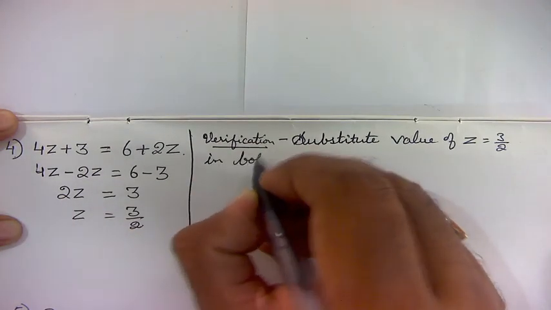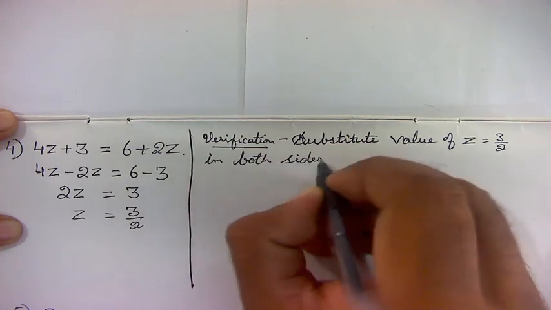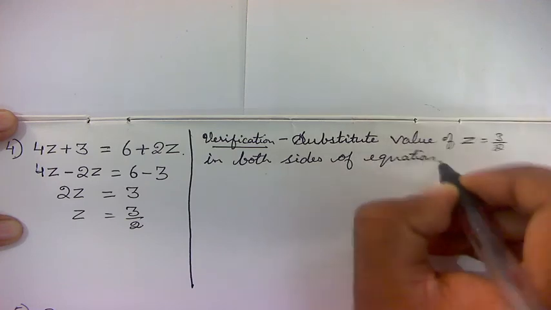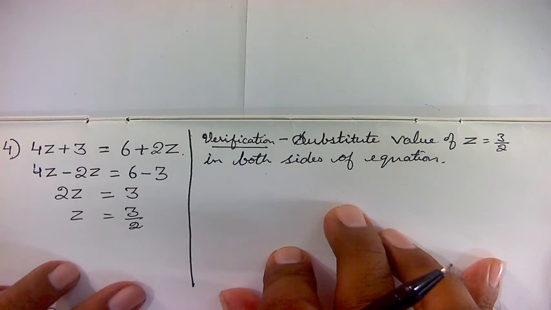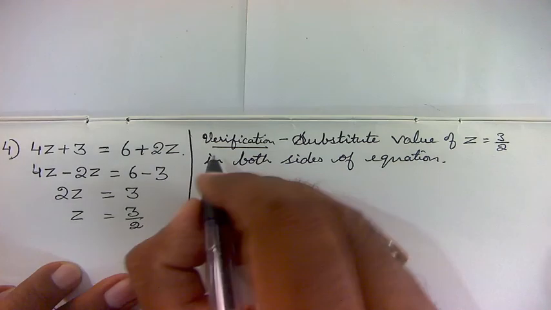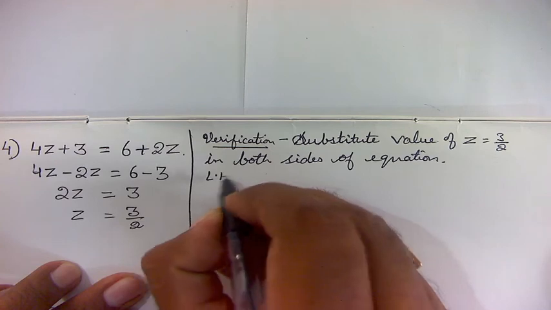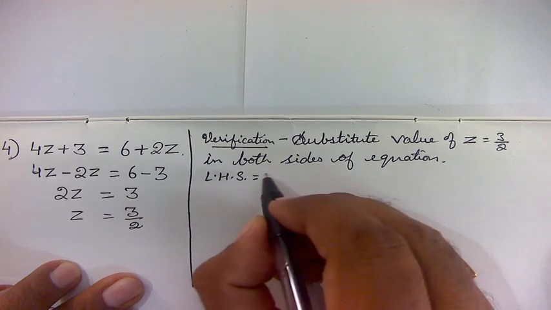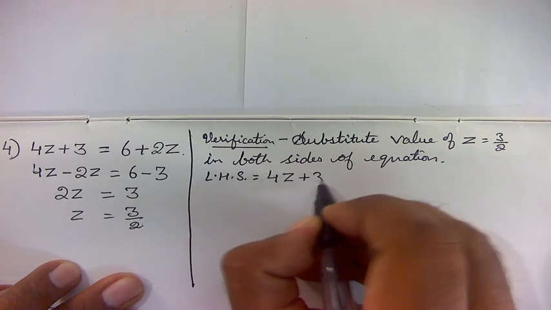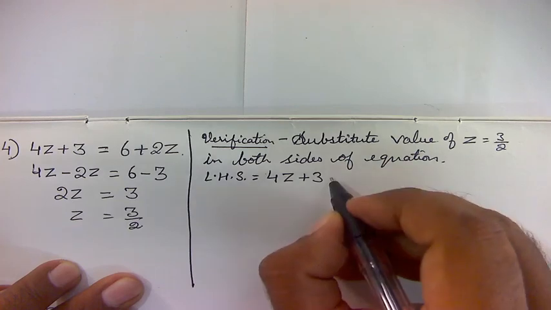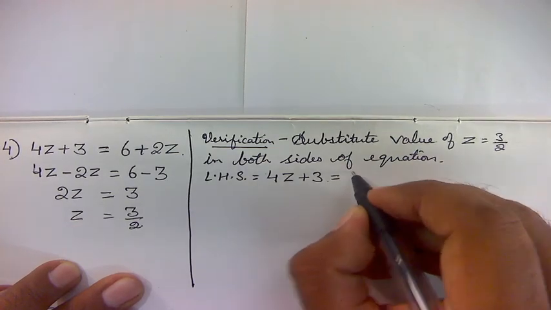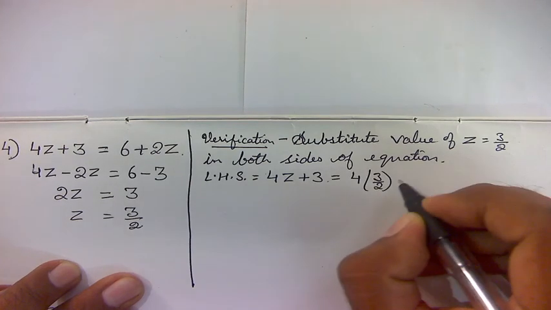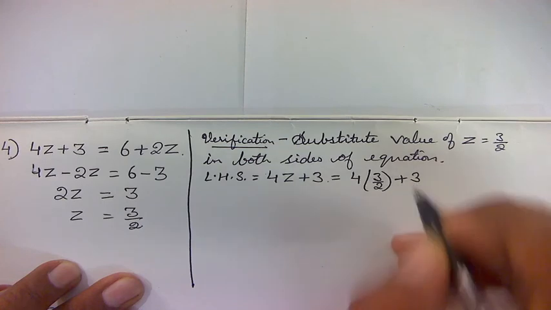in both sides of the equation. So we are going to substitute the value of z as 3 upon 2 on both the sides of the equation. We will take the sides one by one. Left hand side, if you are taking, the left hand side is 4z plus 3. Now 4z plus 3 will be written as 4 multiplied by 3 upon 2 and plus 3.